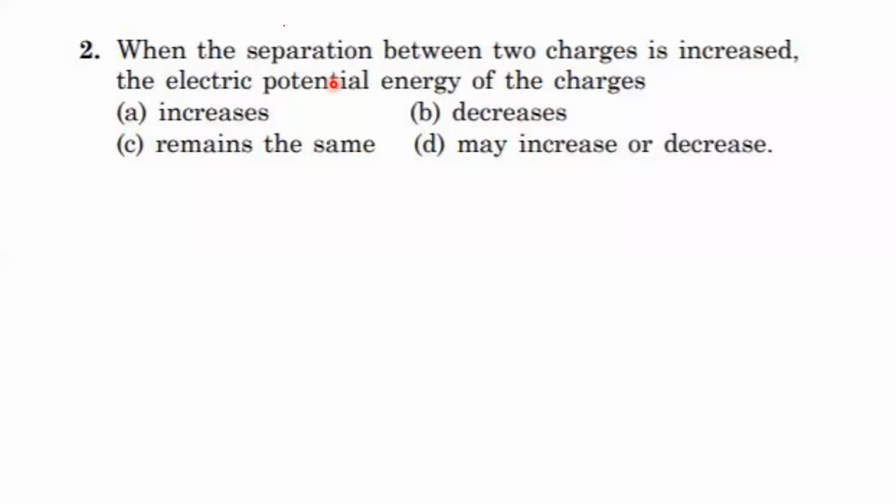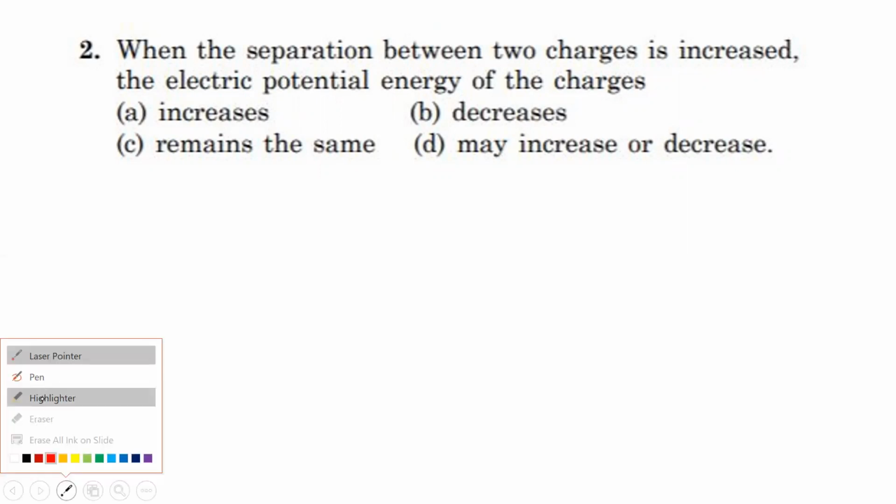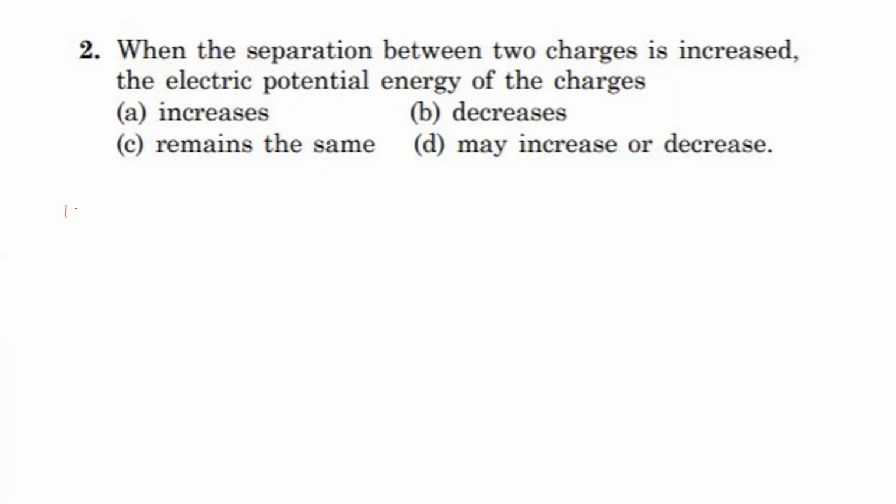Second question: when the separation between two charges is increased, the electric potential energy of the charges. The electric potential energy between the charges is U equals K Q1 Q2 divided by R, where R is the distance by which they are separated. Let us take case 1. Case 1 is if Q1 and Q2 are of the same sign, then by increasing R, potential energy will decrease.